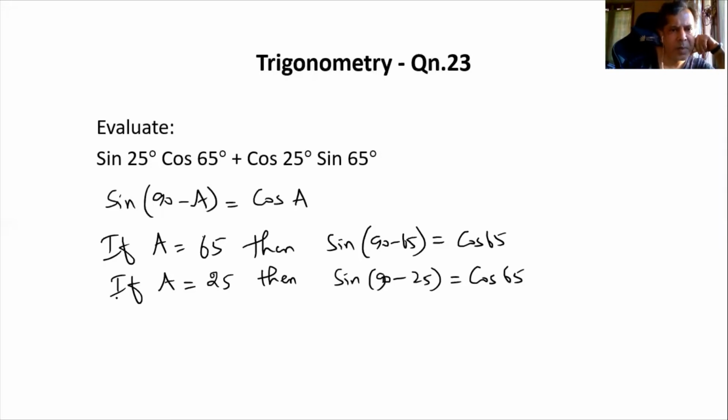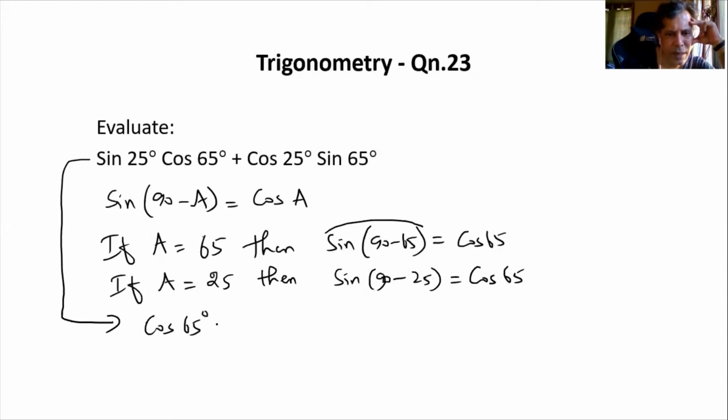So now let us apply all this here. So first one, this is what? This is sine 25. Sine 25, I will substitute it with cos 65. Then cos 65, I will write it as it is. Plus, here, this is what? Sine 65. The first one, I will write it as it is.